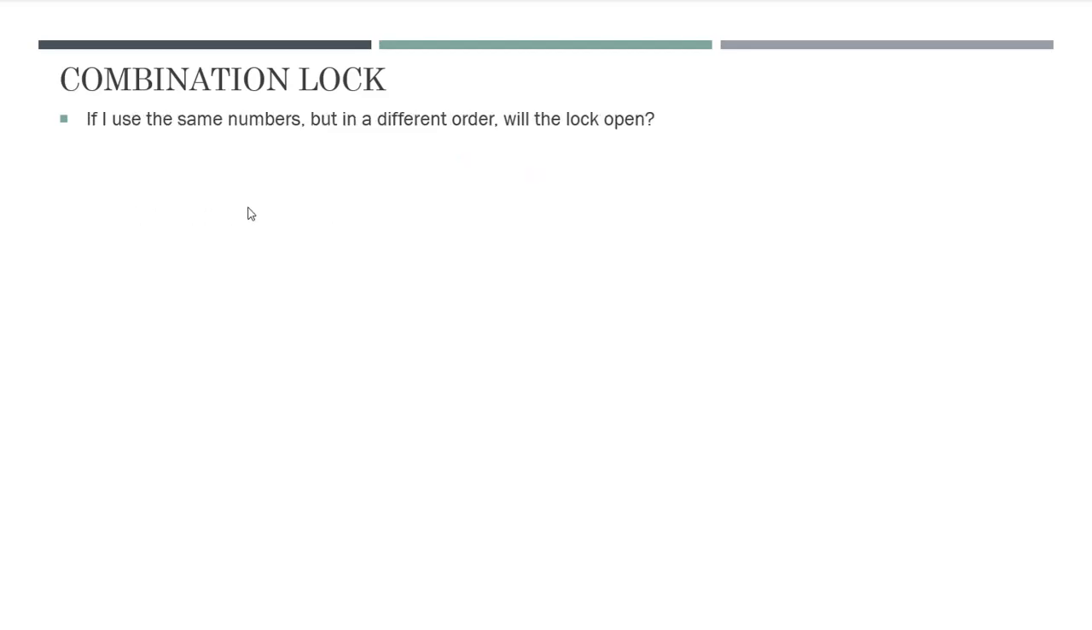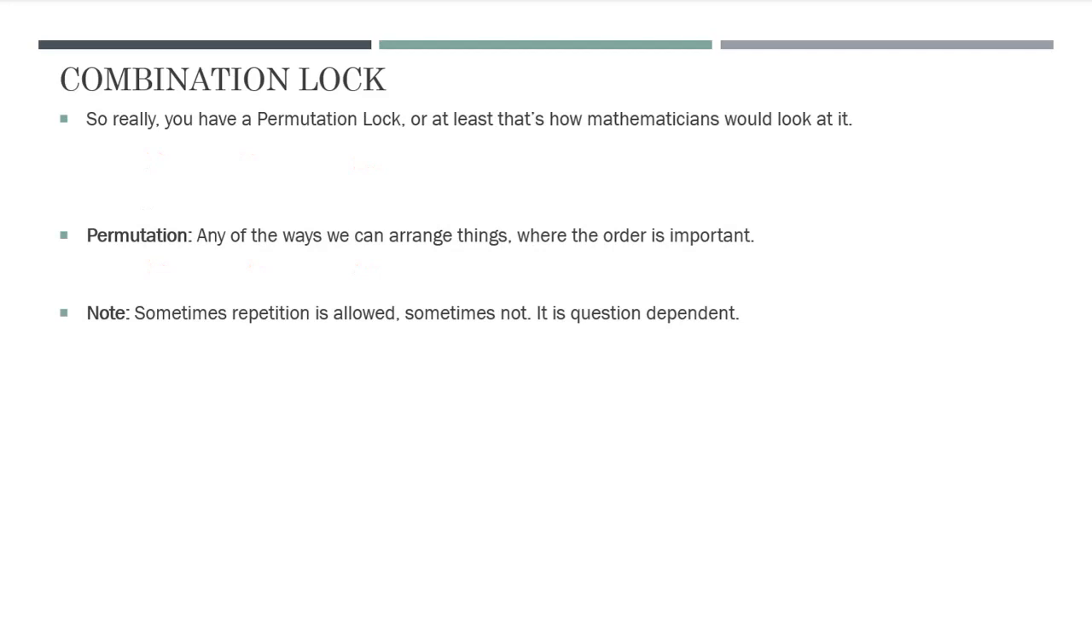Now, if I use the same numbers, but in a different order, would the lock open? So, for instance, if my combination was 10, 15, 20, could I put in 20, 15, 10? Well, no, that wouldn't make sense, right? It has to be in the right order with the right numbers. Well, mathematicians would actually say you don't have a combination lock, you actually have a permutation lock. And permutations care about the order.